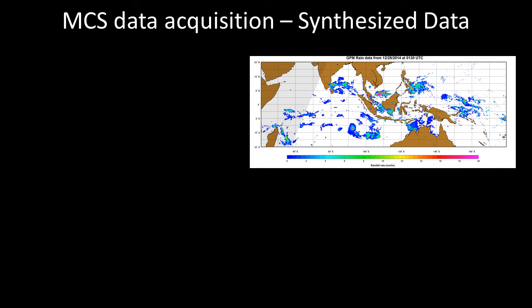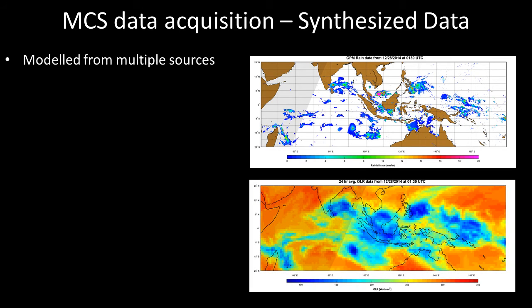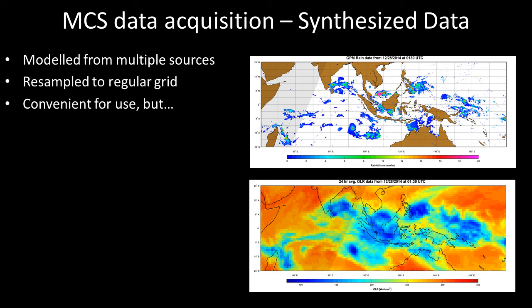Here, a clarification on synthesized data as it pertains to MCS analysis is in order. Both GPM rainfall rate and OLR data are reconstructed or modeled from data gathered by multiple sources. As part of that process, the data is resampled to a regular grid. This makes for convenient coordinate systems for mapping purposes, but the modeling process is basically a sophisticated form of interpolation. It inevitably averages out important information in some places and makes educated guesses in others.